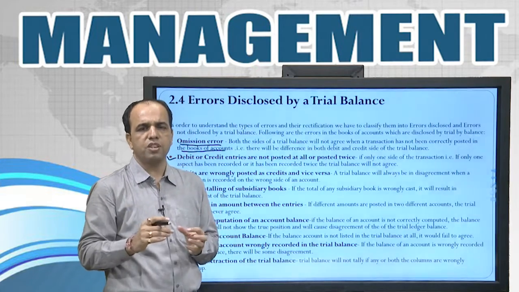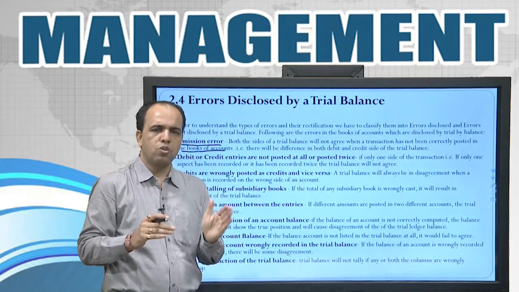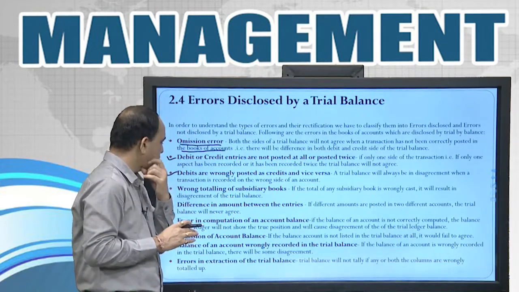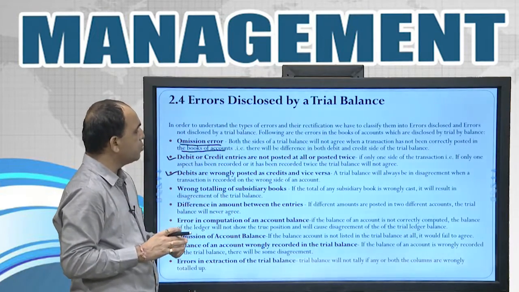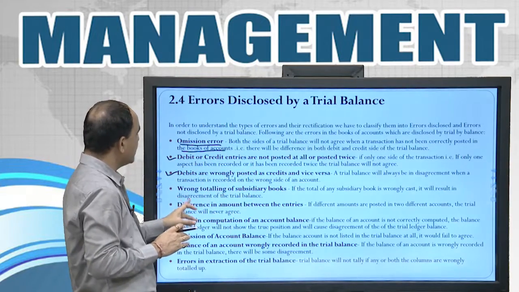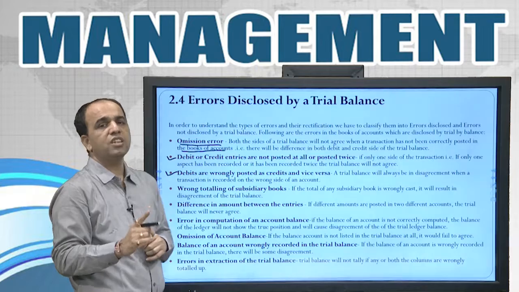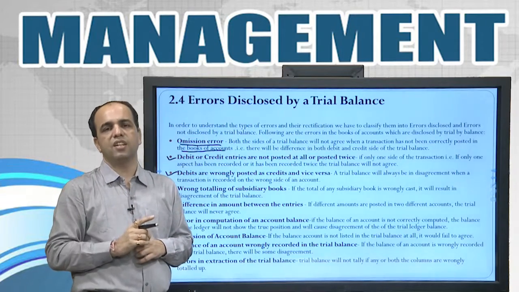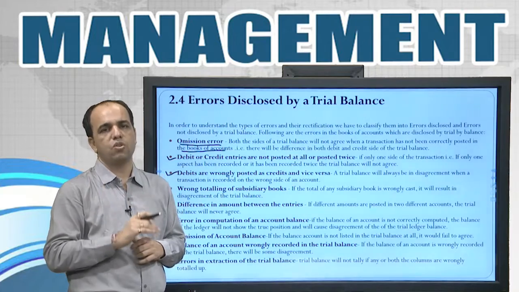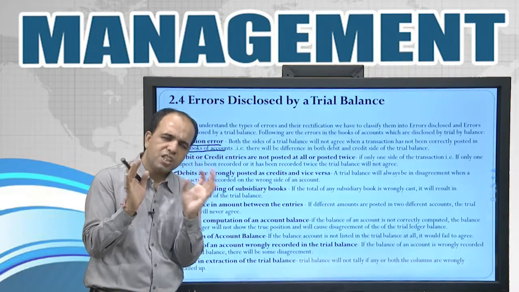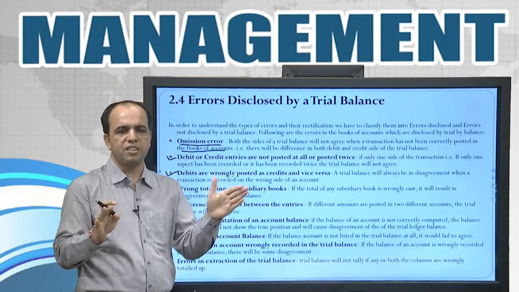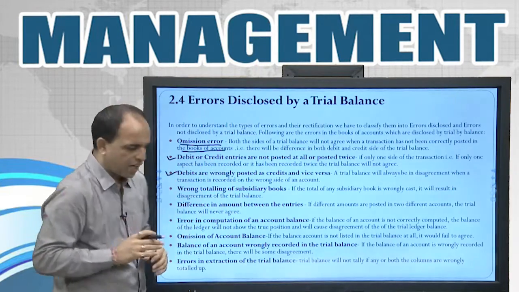It is an error of commission: wrong side, wrong amount, wrong total. If such errors happen, the trial balance does not agree. Wrong totaling of subsidiary book. If the total of a subsidiary book is wrongly cast, it will result in disagreement of the trial balance. A wrong total will definitely affect the trial balance and will not allow it to agree. So, friends, clearly we can identify that some of the errors may affect the trial balance and some of the errors may not affect the trial balance.